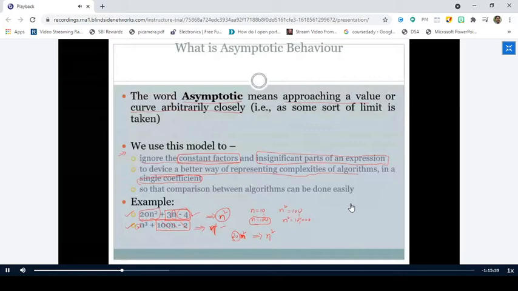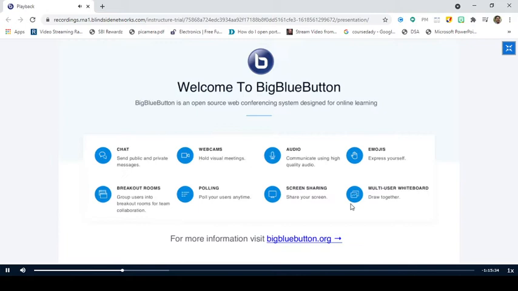Can you see the screen? We can see the screen, sir, but we cannot hear you. Is the voice clear now? Yes, sir.